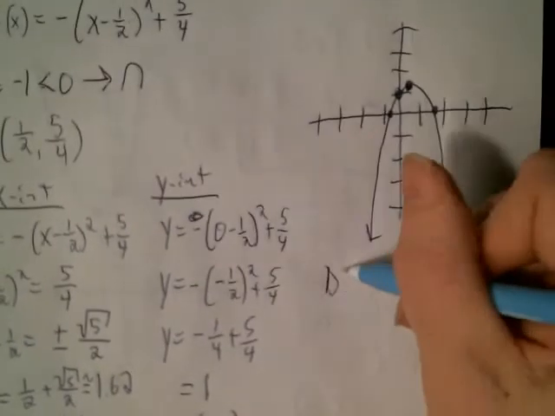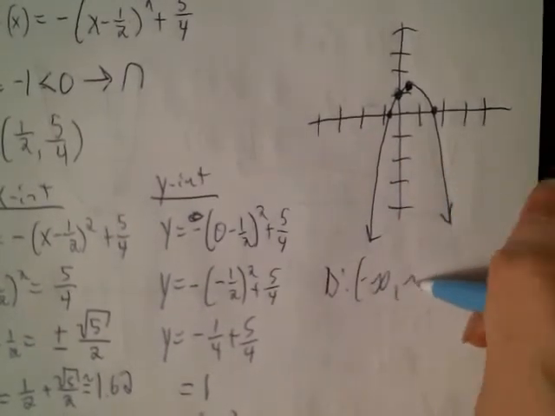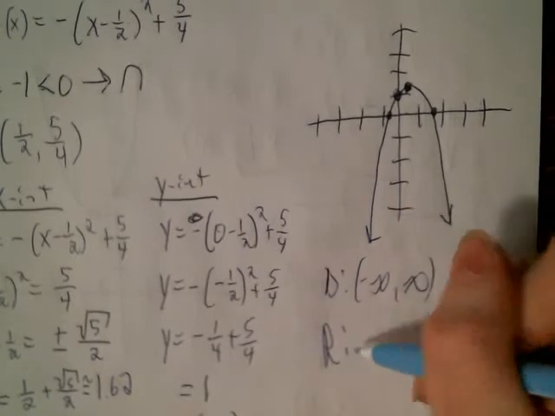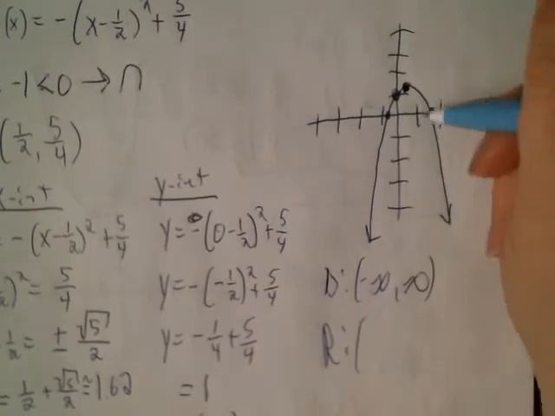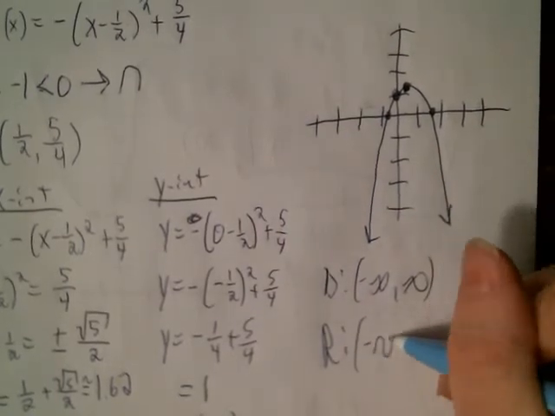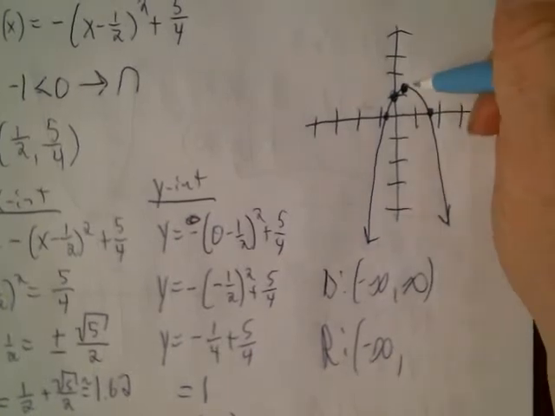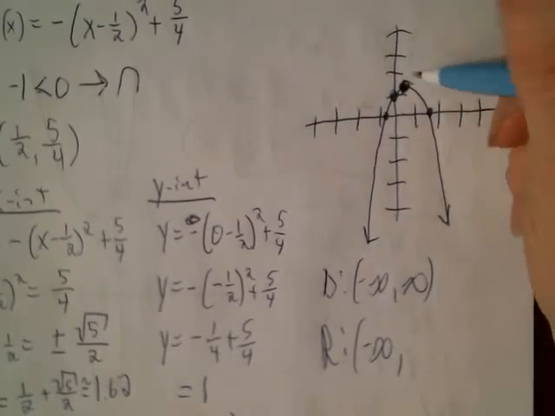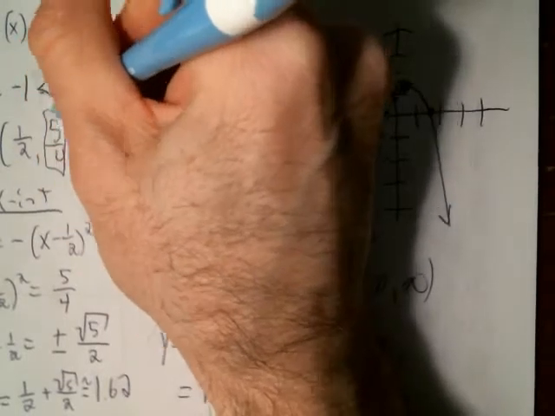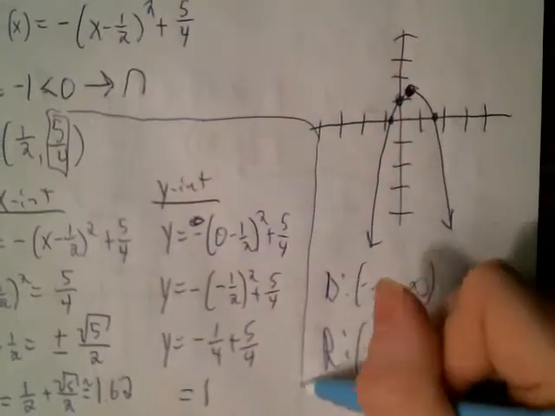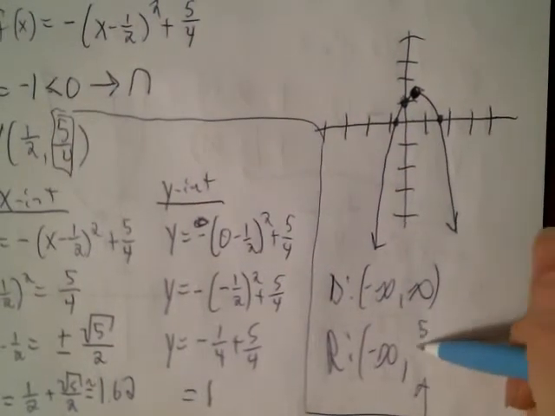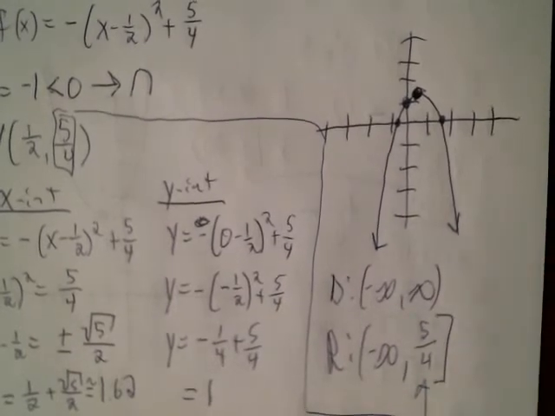The domain, of course, is always negative infinity to infinity, and then the range. In the bottom direction, it's going down, down, down, so negative infinity. In the top, it'll have a maximum here at the y-coordinate of the vertex, which is 5/4. Just take that and borrow it, put it there, and you include that top point.